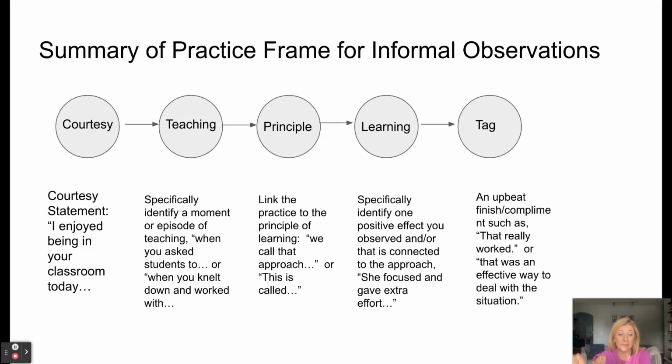So it's recognizing specific practices, and it's to be used in a positive manner. So you're starting off with a courtesy statement. You're describing the teaching practice, and you're connecting that to the strategy or the principle. So you're naming it. This reinforces, sometimes teachers are using strategies and they don't know the name of it. So you're reinforcing the strategy. You're connecting it to how it impacts student learning. So you're connecting it to the learning. That increases the likelihood of the teacher repeating the strategy. And then you're ending with a positive tag.